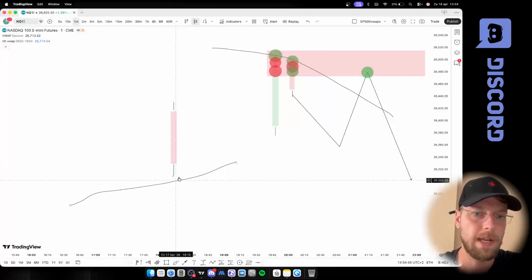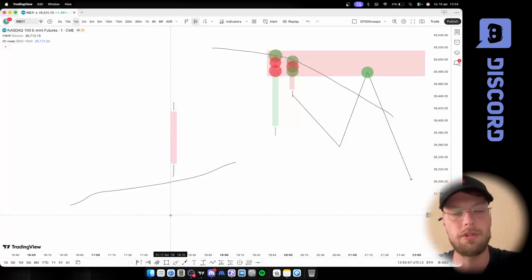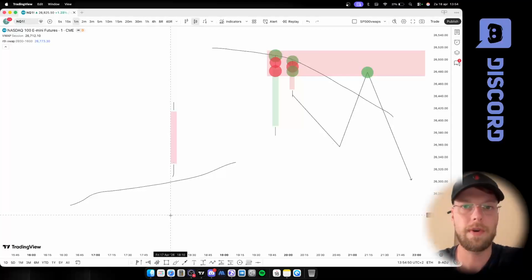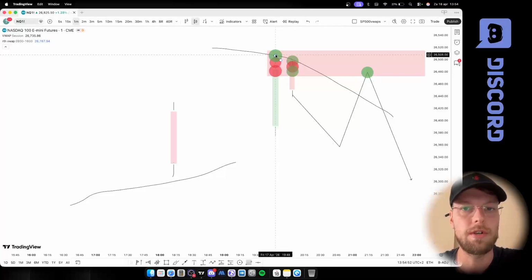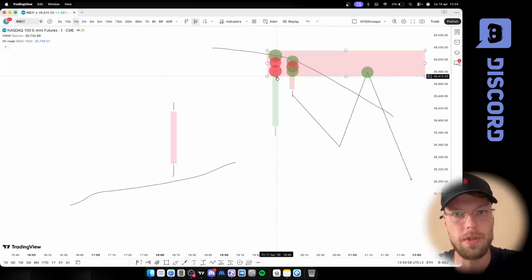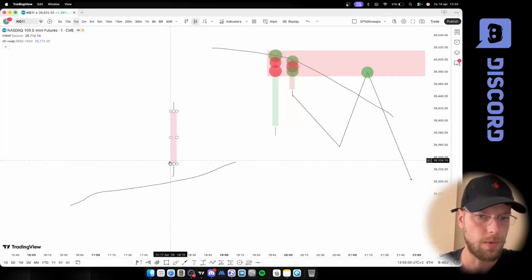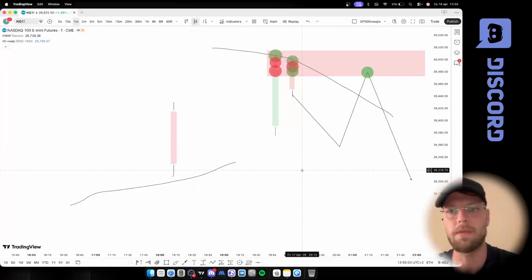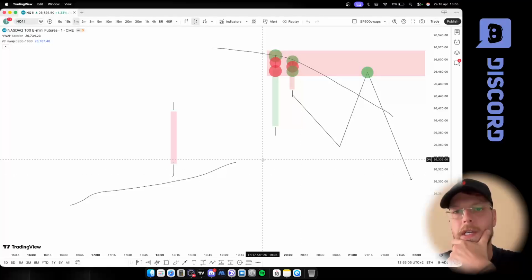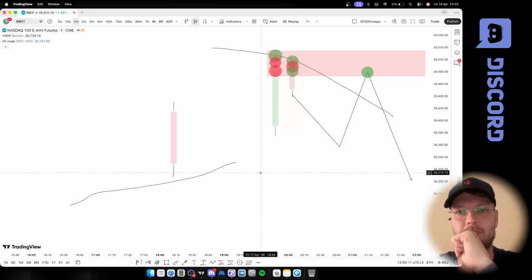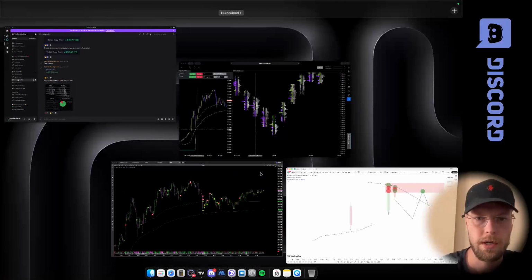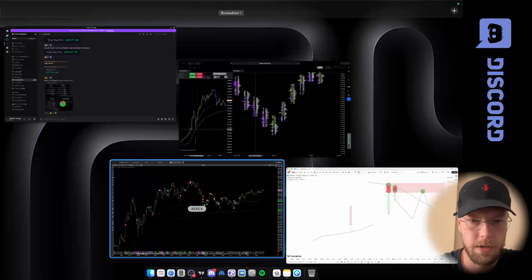looking at. So red is absorption for a long, green is rejection for a long, for a short, green is absorption, and red is a rejection. But we need to hold below for a short, and we need to hold above for a long. Okay, so that's literally all I'm looking for when watching the big trades. So let's go to the chart.